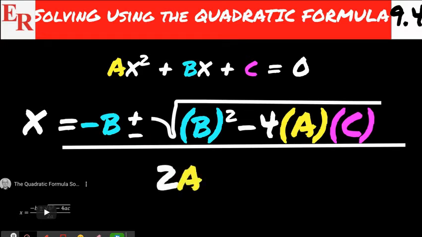So this is really just like a map or a recipe. And all you need to put in are the values of the b and the a and the c in the appropriate spot in the formula. So it's important that you can remember that formula.